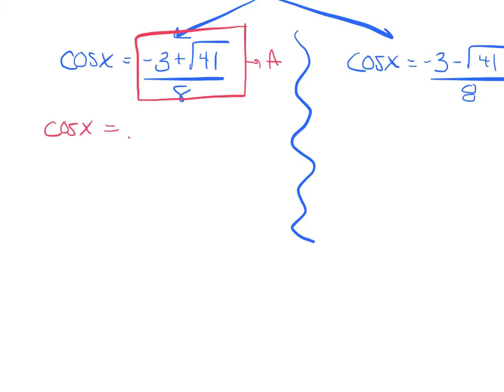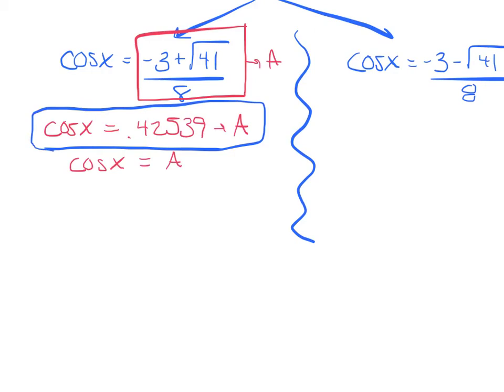Let's see, I get 0.42539, etc. I'm storing that into alpha A. So I've got cos x equals A. Now, before I go any further, ask yourself, are you going to get an answer or an error? Does the cosine graph go up to 0.42? Well, yeah, it goes up to anything up to 1. So I know I'm going to get an answer. That means I need to get my reference angle, and I need to determine my quadrants.